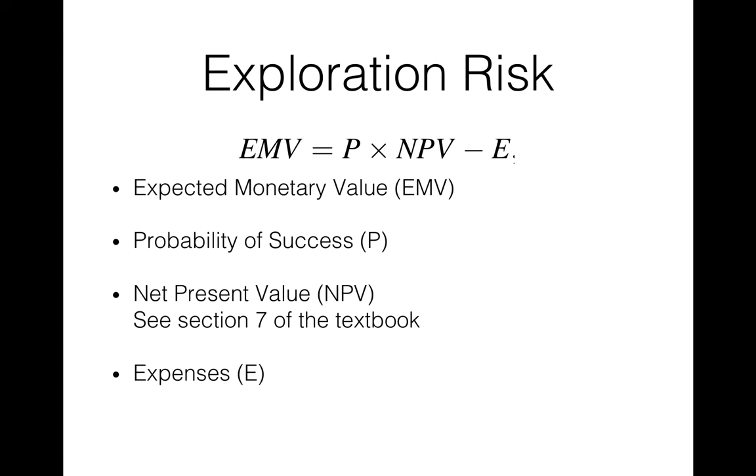One particular importance in terms of looking for wells is that you have to think about what is the expected monetary value. That's what's going to determine whether you make a profit out of that well. And that expected monetary value is going to be a function of the probability of success times the net present value of the amount of oil you might find minus the expenses it will take to find, gather, and deliver that product. Section 7 of the textbook goes into more detail as to how to calculate different parameters in this equation.